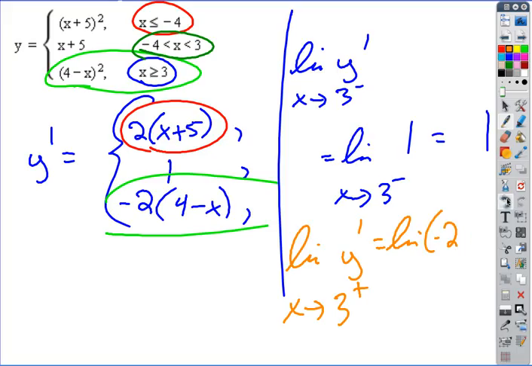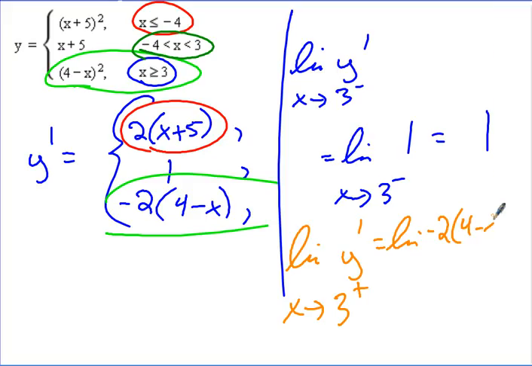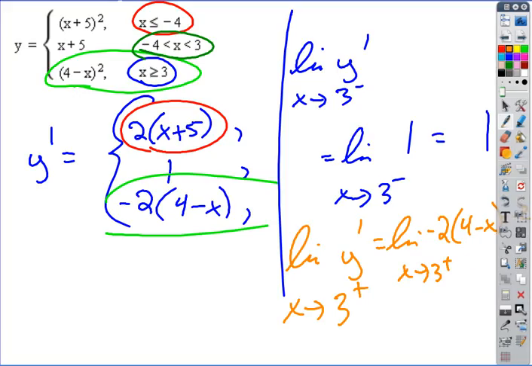X approaches 3 from... Well, if I plug 3 in there, I'm getting -2 times 1, -2. So that's a cusp too. So that's also a cusp. You see why? Okay.